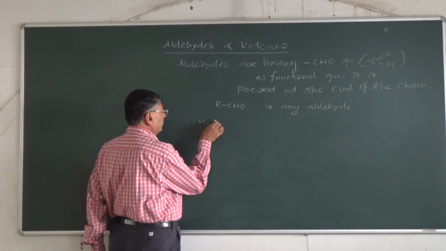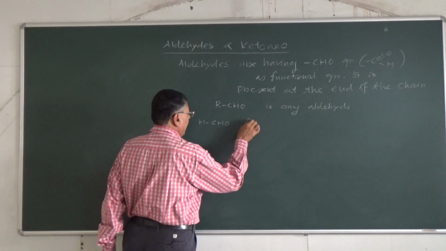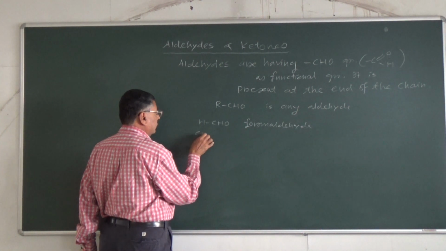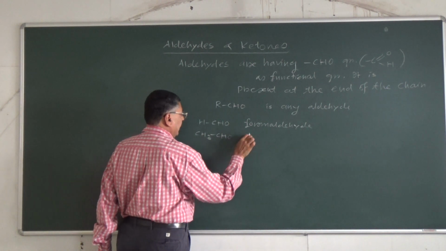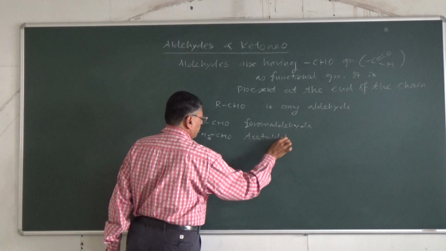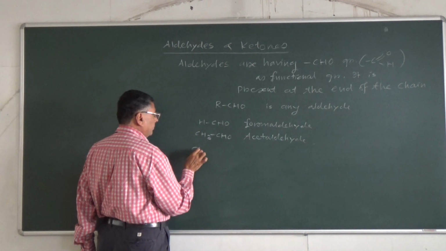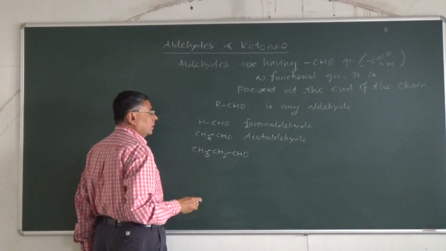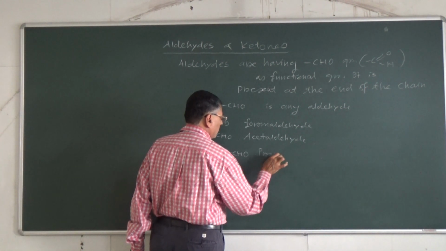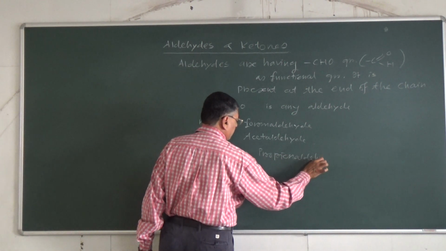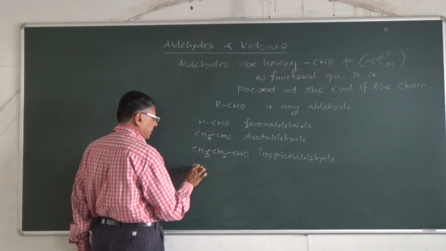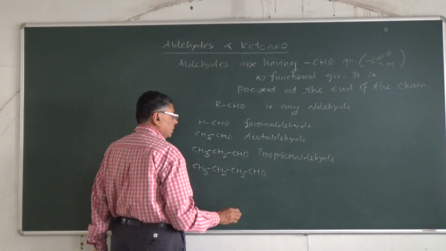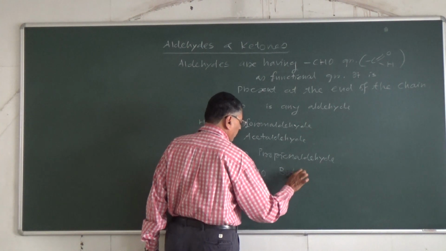If hydrogen is attached to CHO, then this is called as formaldehyde. If methyl group is attached, then this is called as acetaldehyde. If ethyl group is attached, CH3 CH2 CHO, then this is propanaldehyde. If propyl group is attached, CH3 CH2 CH2 CHO, then this is butyraldehyde, and so on.